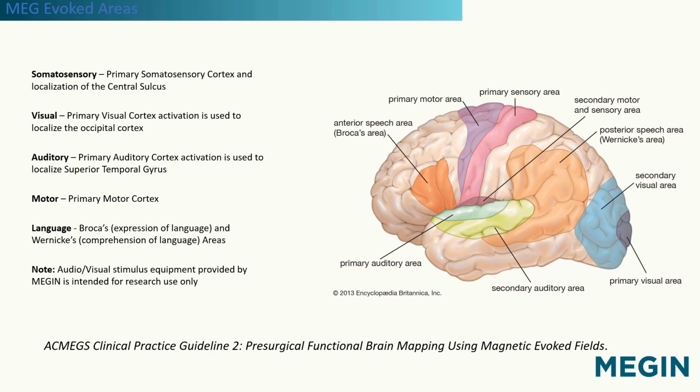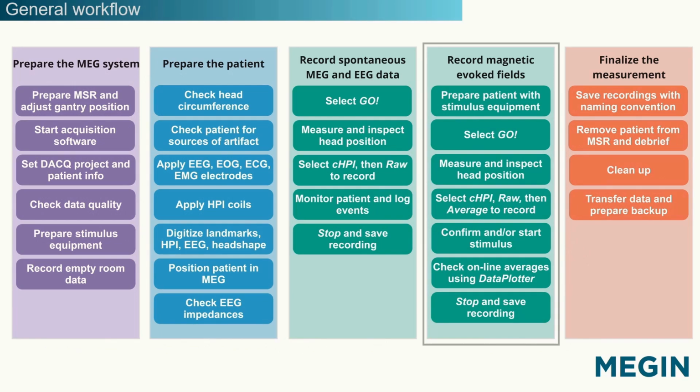Once the SNR is adequate, localization of neural sources can be performed. The protocols described here have been created in accordance with the recommendations in this guideline. In this module, we focus on visual evoked fields, VEF. Here again is the general workflow for MEG data acquisition. This module will follow the workflow for recording magnetic evoked fields, particularly visual evoked fields, using a checkerboard stimulation.